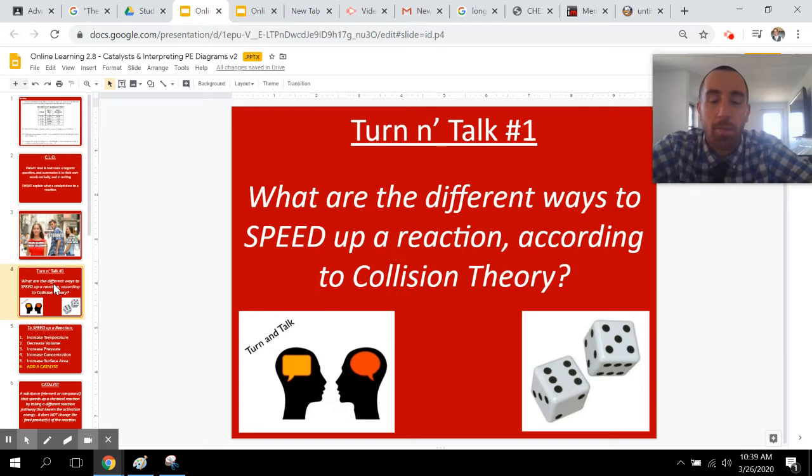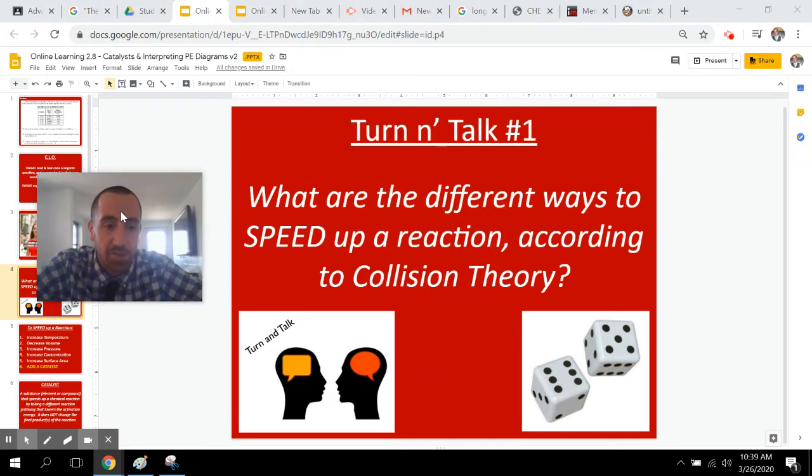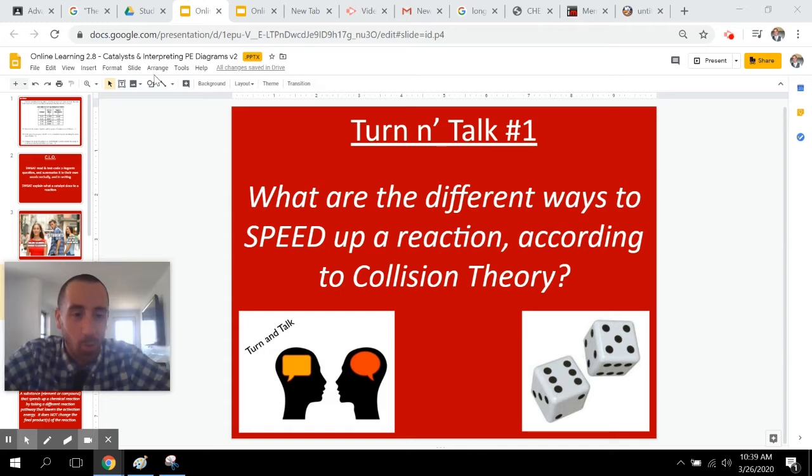Turn and talk. Reminder, this is a review turn and talk. What are the different ways to speed up a reaction according to collision theory? So sure, go ahead, turn and talk to your partners, people who are in your house with you. I'll try to cover up the answer choices down there. What are the different ways that we learned that you could speed up a reaction? Why don't you guys pause the video and think about it and look at your notes.